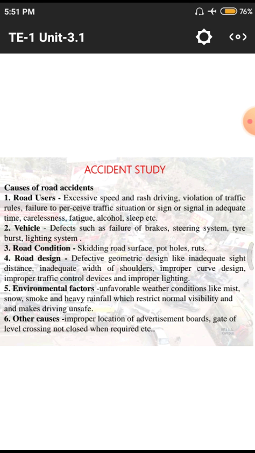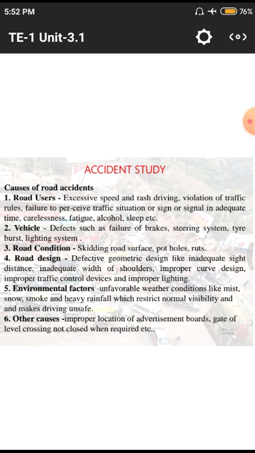What are the disadvantages with the road user while causing an accident? That means excessive speed and rash driving, violation of the traffic rules, failure to perceive the traffic situation, sign or signal, inadequate time, carelessness, fatigue, alcohol, and lack of sleep. All of these show a particular cause for a particular accident. That means here we are having different causes.